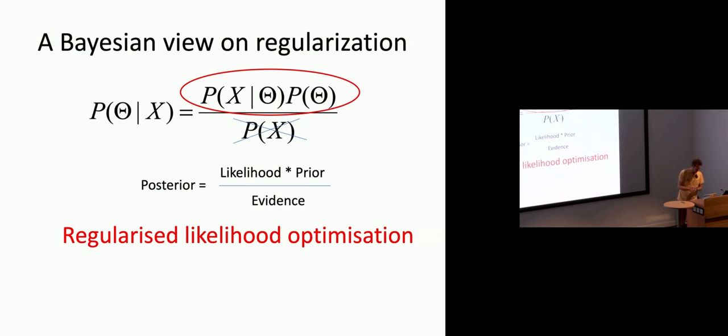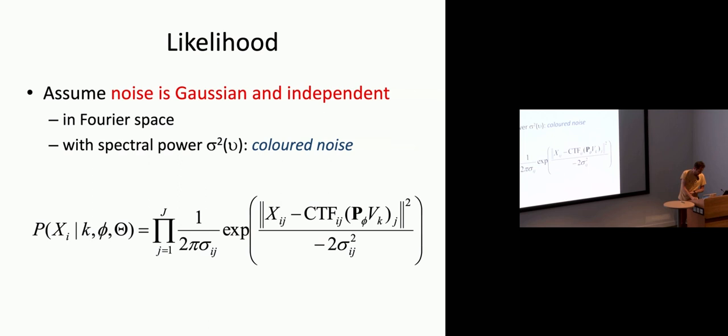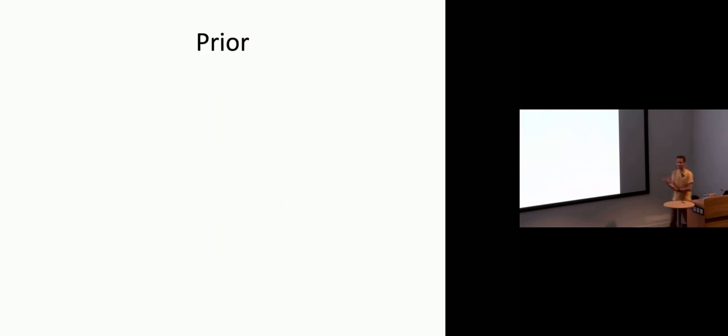Now, of course, for the likelihood function we could make similar assumptions as in RELION. These are made in Fourier space, where we assume the noise on each Fourier component is Gaussian and independent, and the power of the noise can vary with spatial frequency. But now the question becomes, what do I know about my cryo-EM reconstruction in advance of measuring any data?